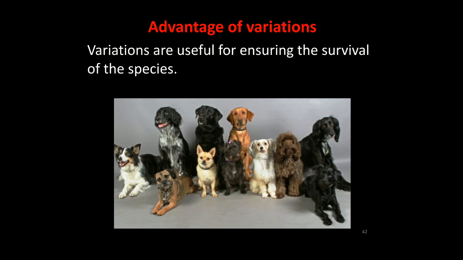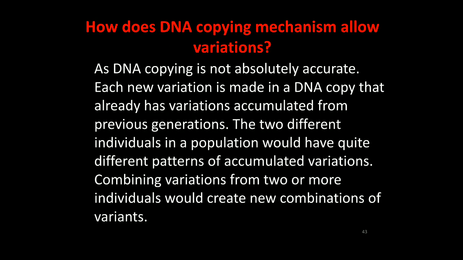Advantages of variation. See, variations are useful for ensuring the survival of the species. How does the DNA copying mechanism allow variation? Let us see how the DNA is copied when the same DNA of both combine. And DNA copying is not absolutely accurate, it is not perfect. Each new variation is made in a DNA copy that already has variation accumulated from previous generations. Taking 50% of the DNA from the mother and 50% from the father, it fuses and becomes 100% DNA. That is entirely different.